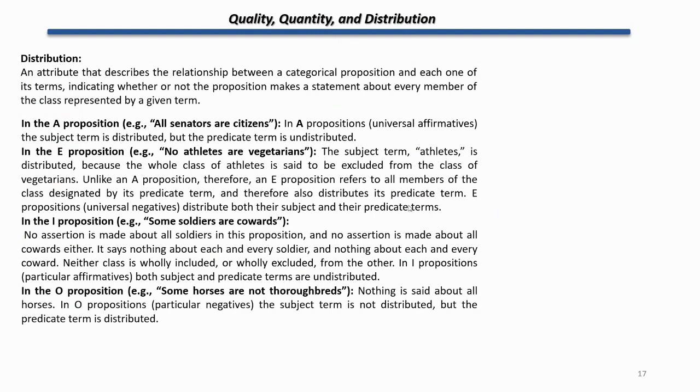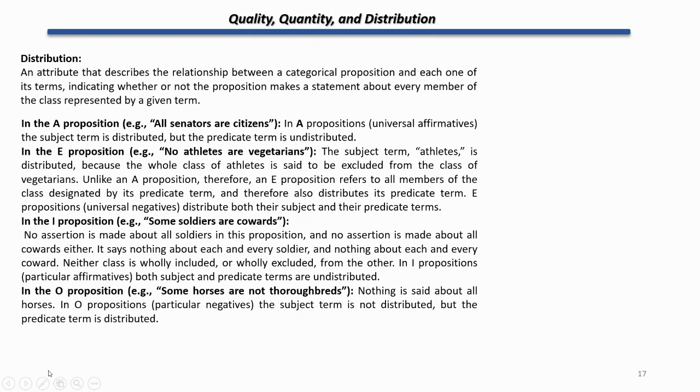So if I pronounce from here, in the A proposition, an example is given: all senators are citizens. So in this proposition, this is universal affirmative. The subject term is distributed, but the predicate term is undistributed.